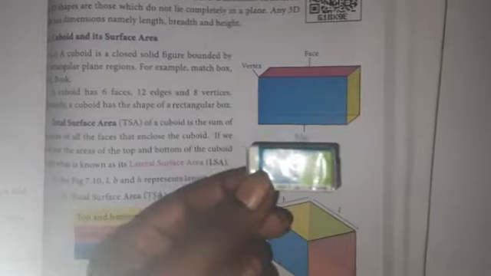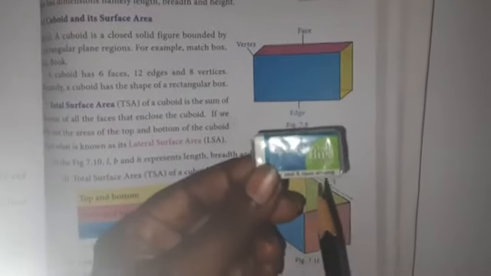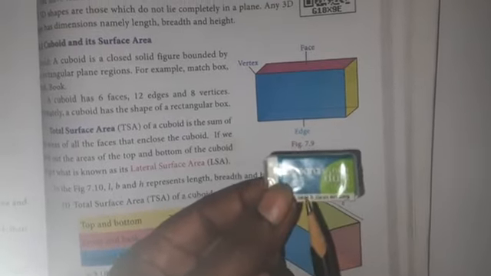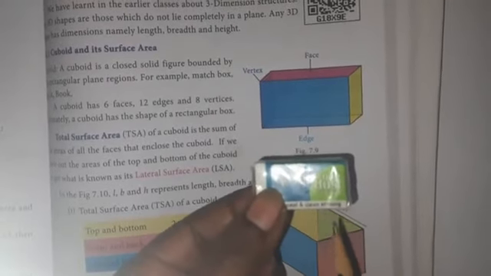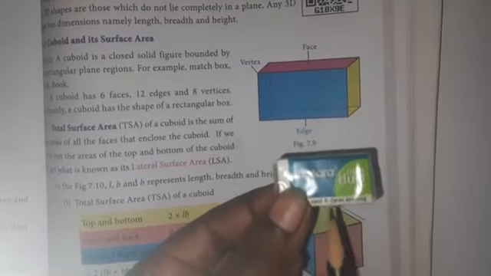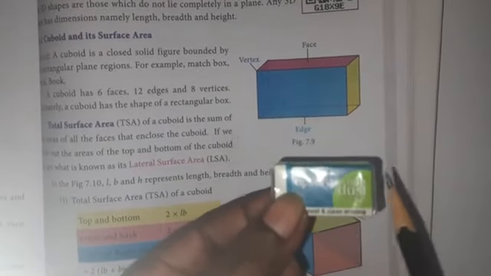Here, see one example for cuboid shape. I am taking this one. I am going to explain the faces, edges, vertices. How many faces are there? See the top, bottom. So 1, 2, 3, opposite is 4, 5, 6. So these are all the faces.